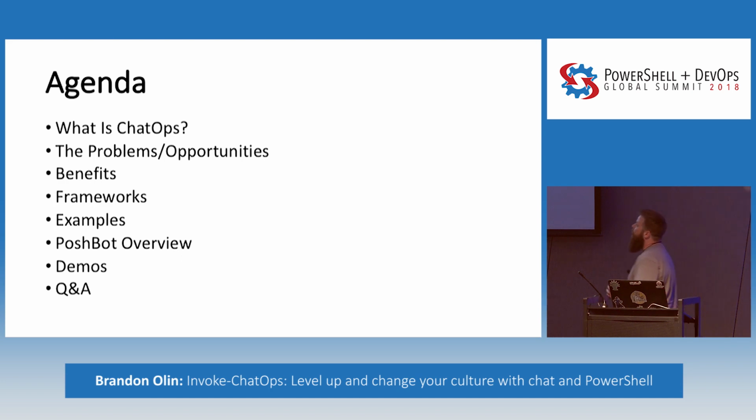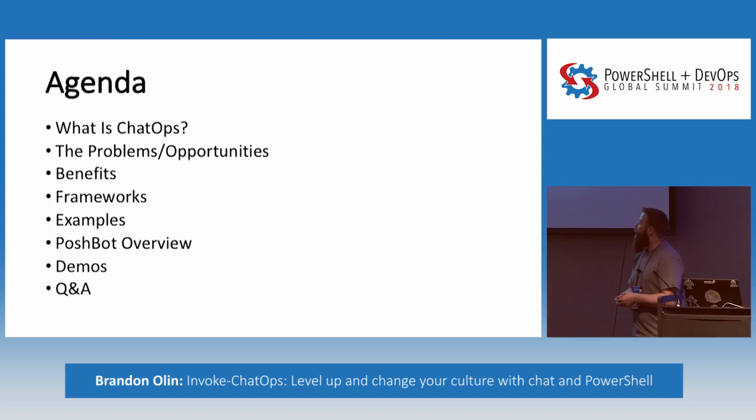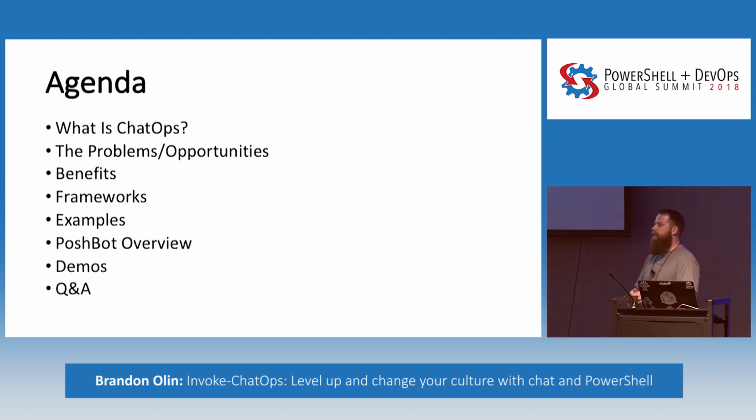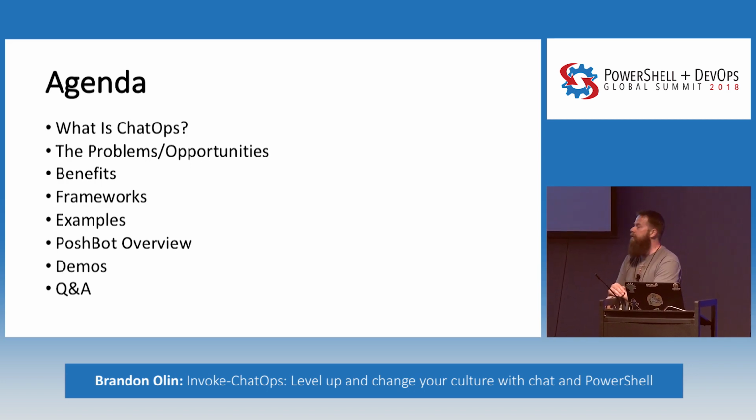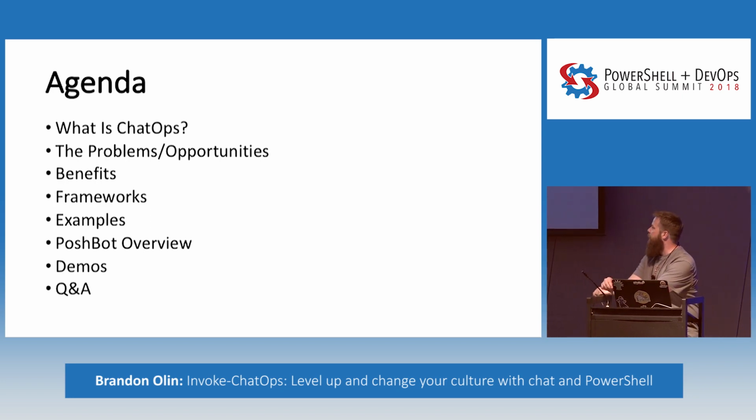This is the agenda that I'm going to go over. Basically, what is ChatOps? What is the specific problem set that this tries to solve? The benefits of working in this way. Some example frameworks out there, and specifically the one that I'm going to be talking about because I wrote it. Some examples, commands that you would probably do in a ChatOps environment. And really the bulk of this is an overview of what PoshBot is and a demo, and hopefully some time for Q&A. But I've given this talk before with an hour and a half, and that wasn't even enough time, so I'm going to try to cram through it as much as I can in 45 minutes. All right, so let's get started.